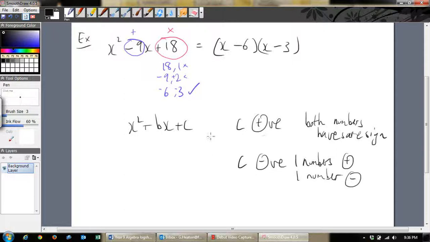Okay, so there's just a little guide, like in the previous example on the previous slide. If you've got a negative value of c there, then one of the numbers will be positive, one of the numbers will be negative, and that might just help you be able to figure stuff out. But that's basically all there is.